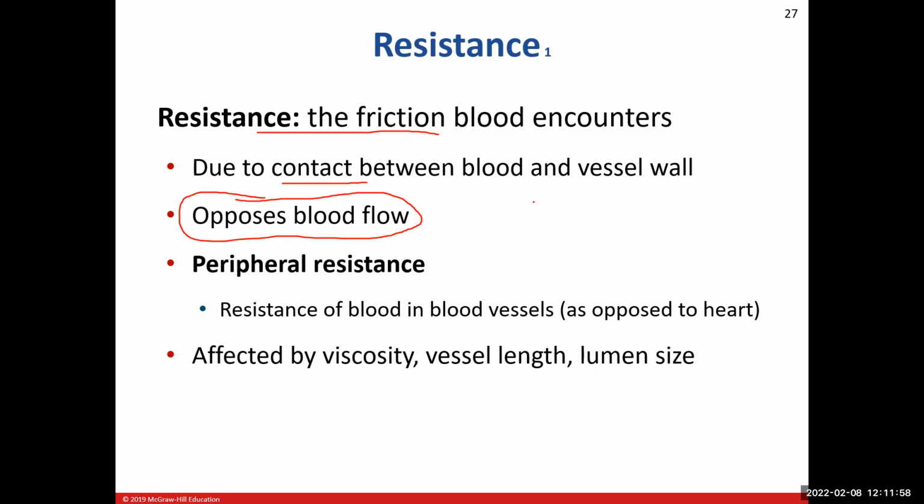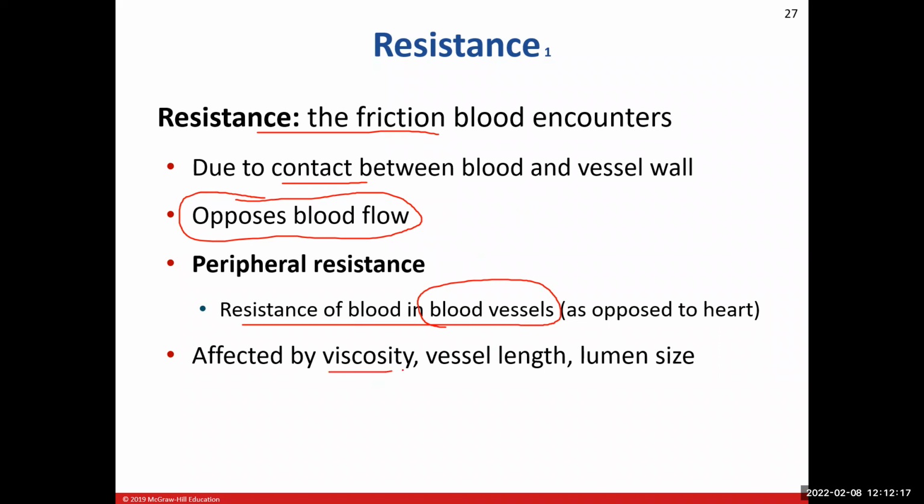All right, so please keep that in mind. When we talk about peripheral resistance, we're referring to the resistance that blood has in the blood vessels. There are a couple of things that are going to affect resistance. We're going to talk about those.